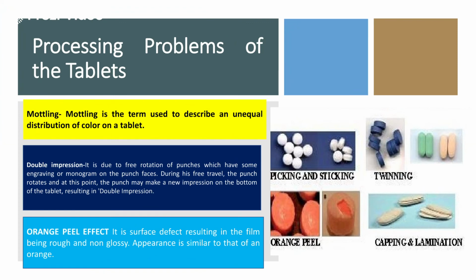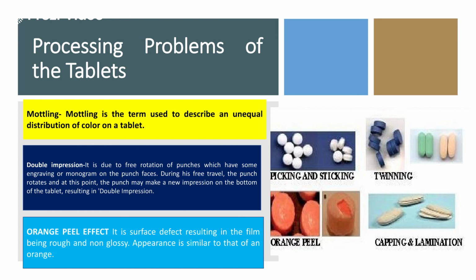Then further we report problems like mottling. Mottling is simple: you are applying color, but during the application of the color coating, you may find that the color is somewhere dark, somewhere light on the surface of the tablet. This difference in color distribution is referred to as mottling. So it is actually the unequal distribution of color on a tablet.